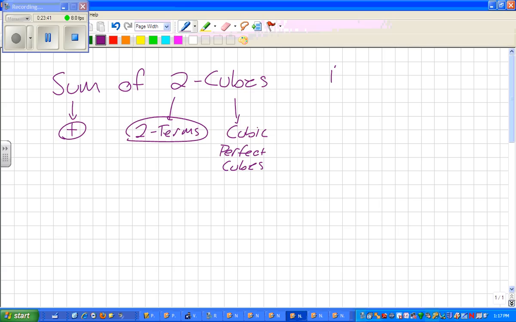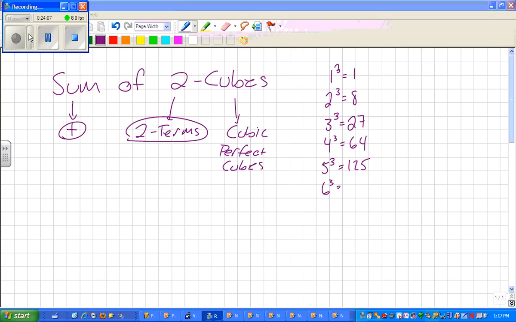So 1 cubed is 1. 2 cubed, 2 times 2 times 2, is 8. 3 cubed, 3 times 3 is 9, times 3 again is 27. 4 cubed is 64. 5 cubed is 125. 6 cubed is 216. 7 cubed is 343.